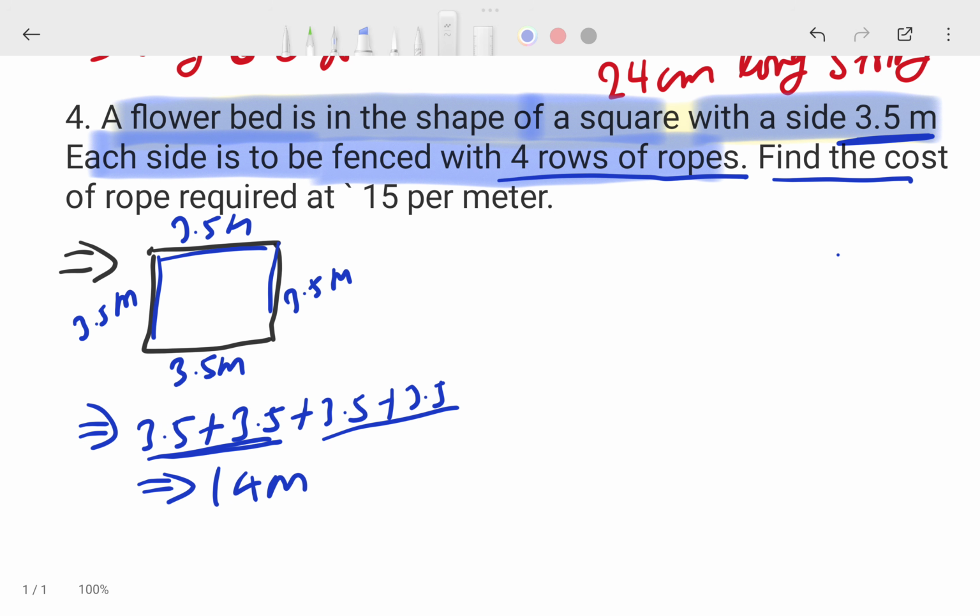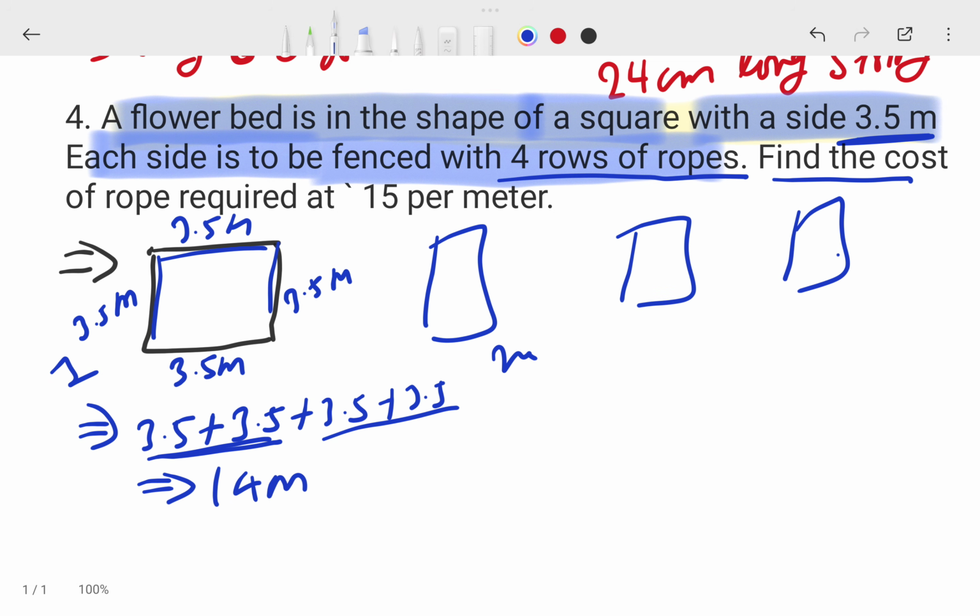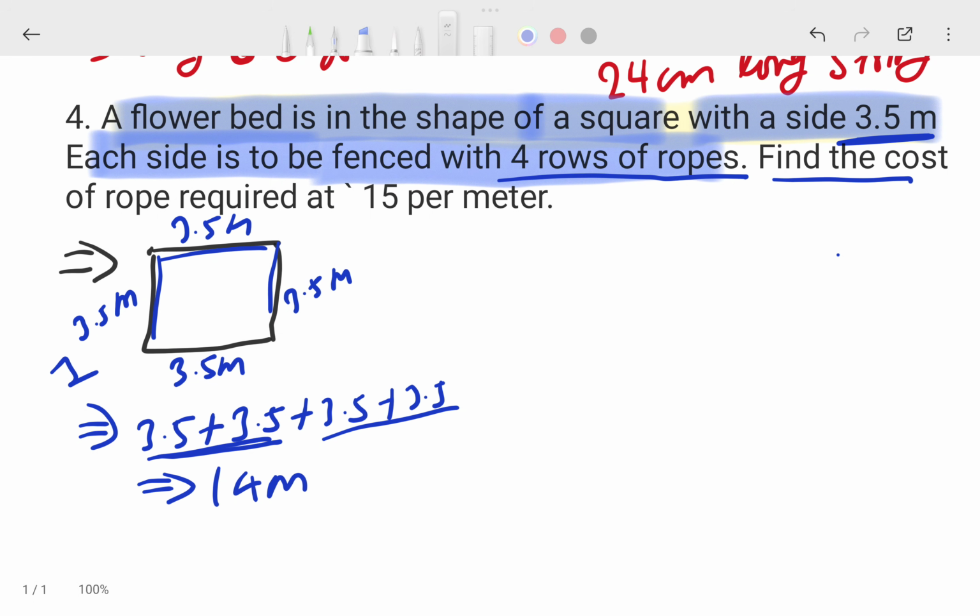Then what is going to be? Now this is one bed. Now like that only we have to make 4 beds. This is the first bed, this is the second, this is the third, this is the fourth. The perimeter of this one is also 14, the perimeter of this one also 14, the perimeter of this bed also is going to be 14. It means there are 4 beds now. So it means 14 meter into 4. If you multiply, how much is it going to be? 4 fours are 16, 1 carry, 4 fives are 20, 21, 5... it's going to be 56.